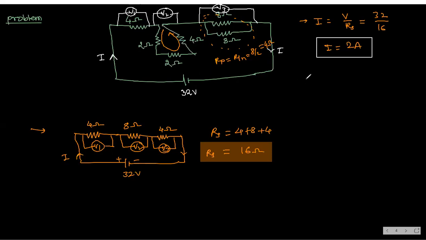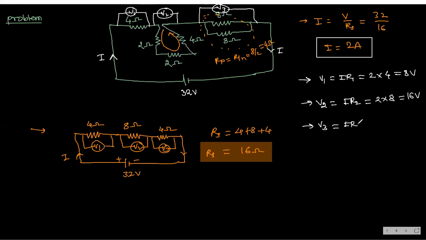So next one, see, current we got. Now V1 is equal to I into R1. I is 2, R1 is 4, so this is 8 volt. Next is V2, which is I into R2. I is 2, R2 is 8, so 16 volt. And V3 is I into R3, which is 2 into 4, so 8 volt. So this is what we have learned, how to find potential when resistors are connected in series.